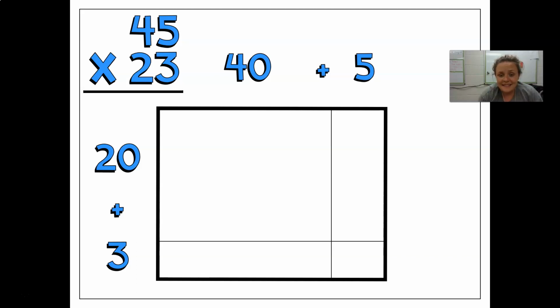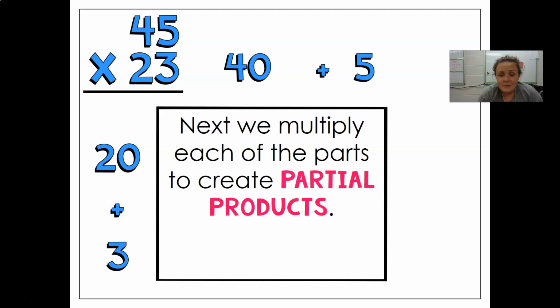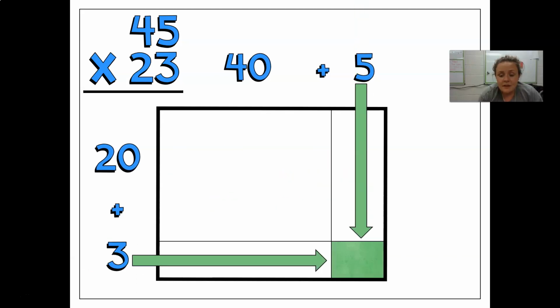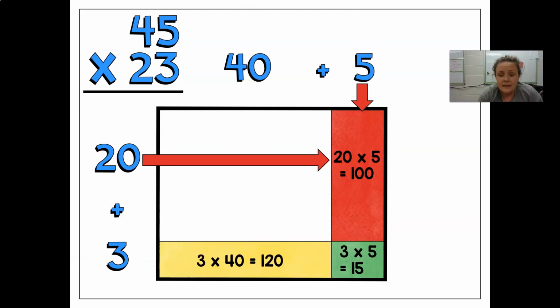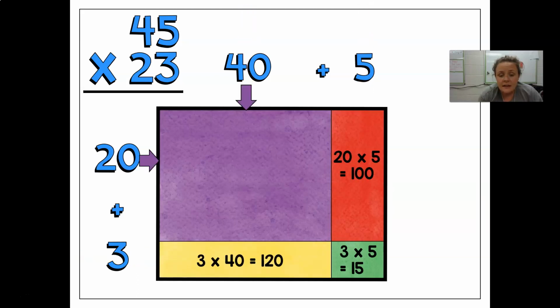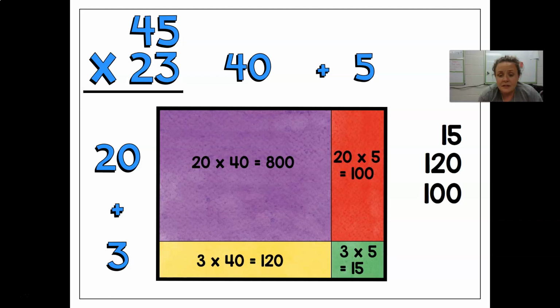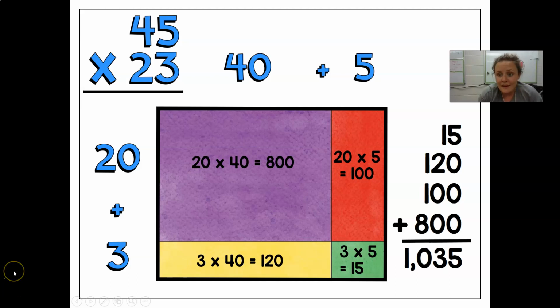When you multiplied them, you probably got the products of 15, 120, 100, and 800. Then all we need to do is add them up: 15 plus 100 plus 120 plus 800. And our product is 1,035. The area model is a very helpful tool for multiplying.